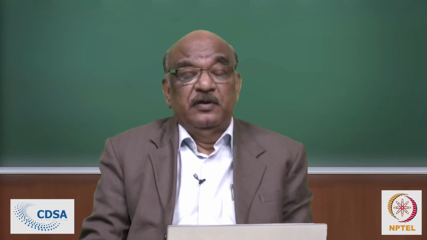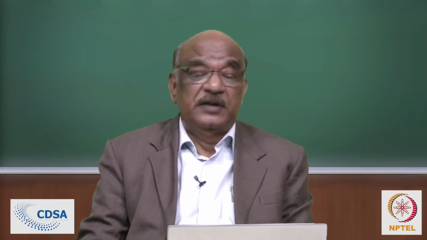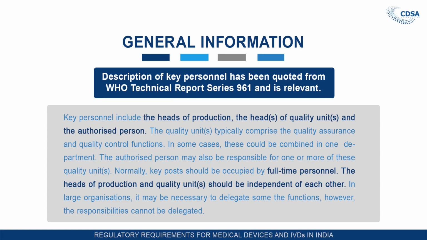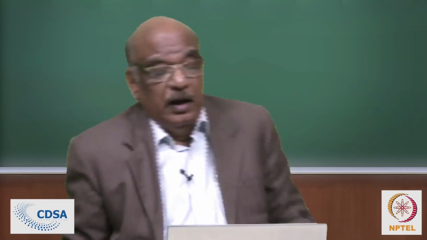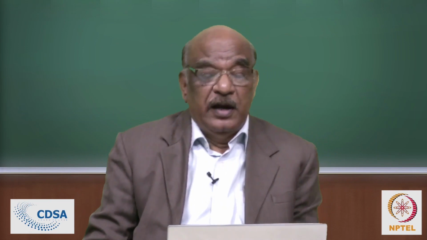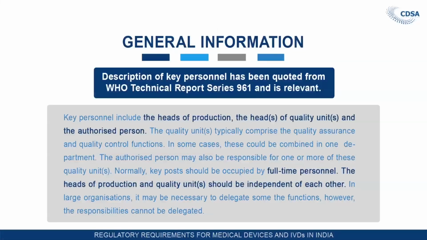The below is the description of key personnel. Now I have come to the key personnel description. Key personnel has been quoted from WHO Technical Report Series 961 and is extremely relevant and applicable here also. Key personnel as per the WHO definition include the head of production, head of quality control and the authorized person. The quality units typically comprise the quality assurance and quality control functions. In some cases, these could be combined in one department. The authorized person may also be responsible for one or more of these quality units.